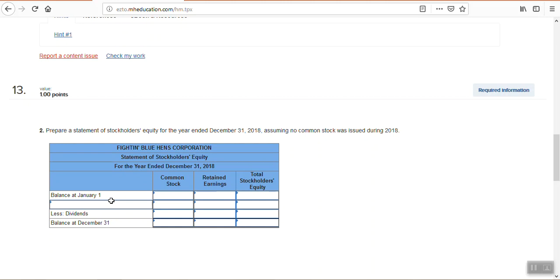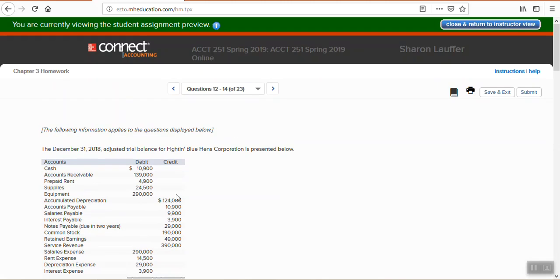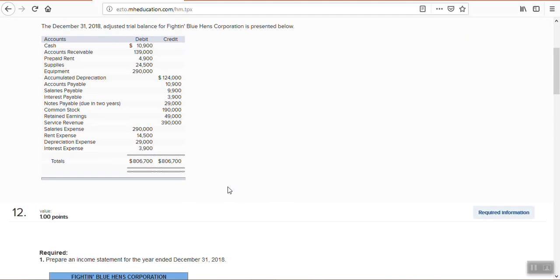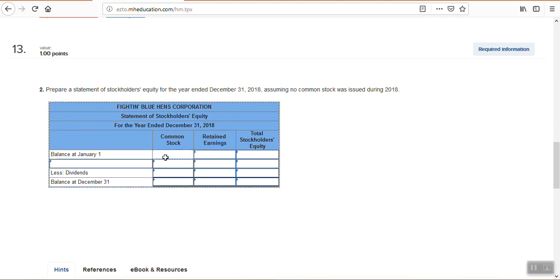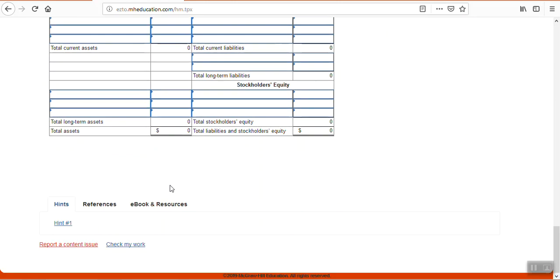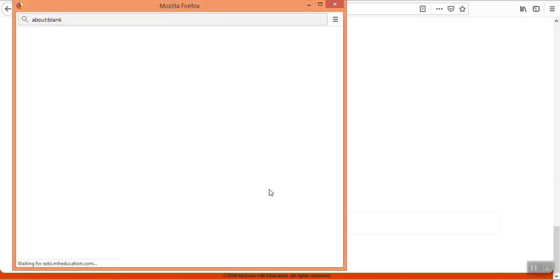And you've got some columns here. It says balance at January the 1st. I don't think it gave us any other information about changes or transactions during the year. So let's just assume that the beginning balances were 0. Let's give that a shot, and check my work to see if it's going to let us do that. They could have been a little more specific with the instructions.